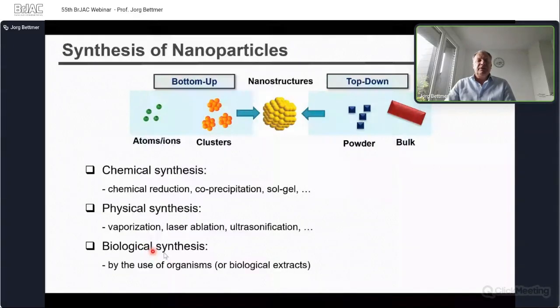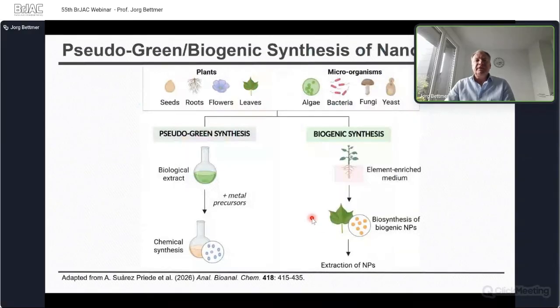What I would like to point out today a little bit is that we have another alternative, which is based on the biological synthesis, in which we make use of organisms or of biological extracts of plants and other biological materials. And this is shown here.